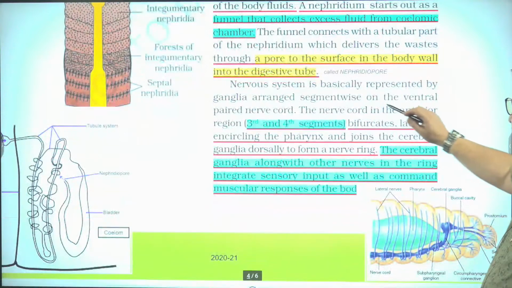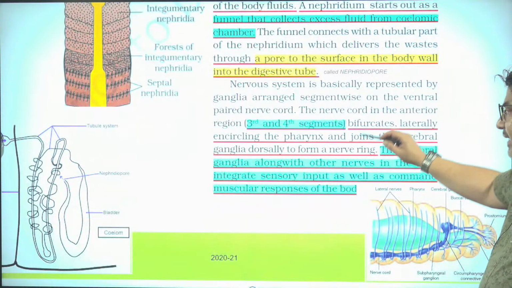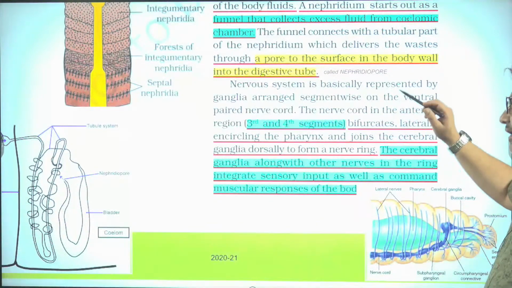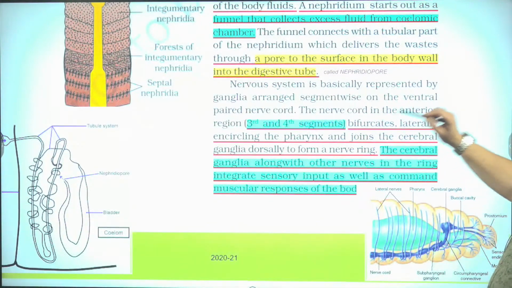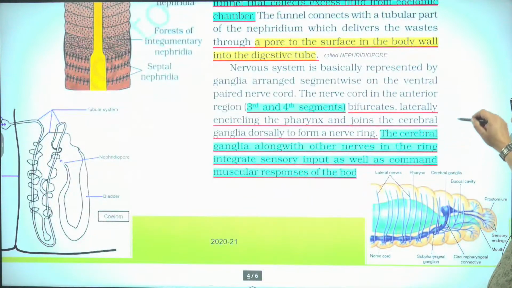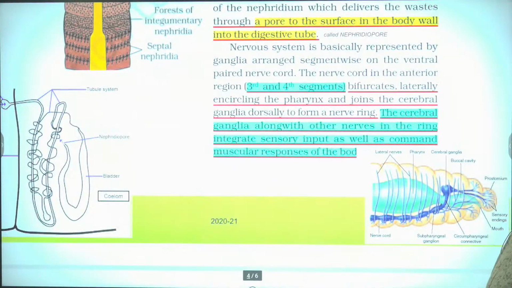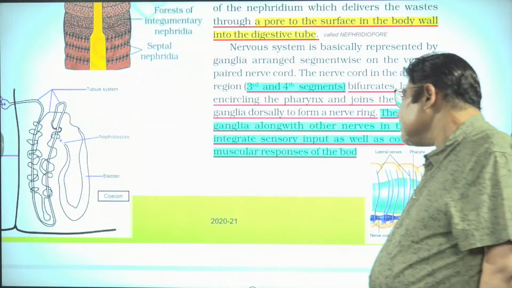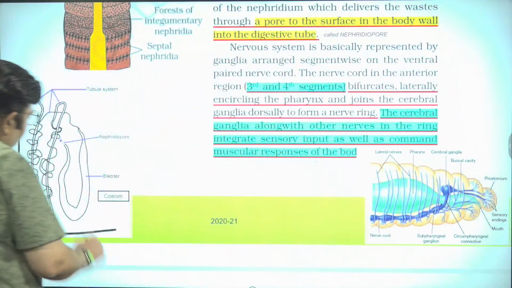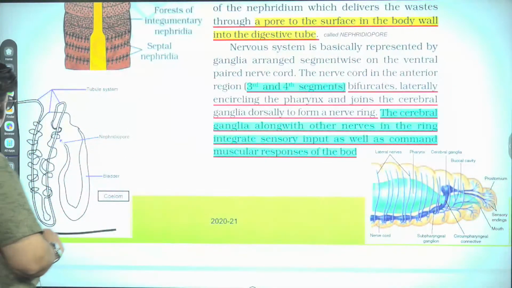Nervous system is basically represented by ganglia arranged segment-wise on the ventral paired nerve cord. The ventral cord, the nerve cord in the anterior region, third and fourth segment, bifurcates laterally. Let me tell you what they are trying to show.